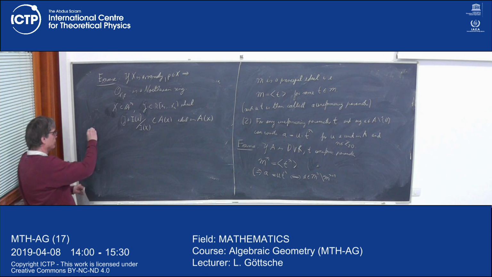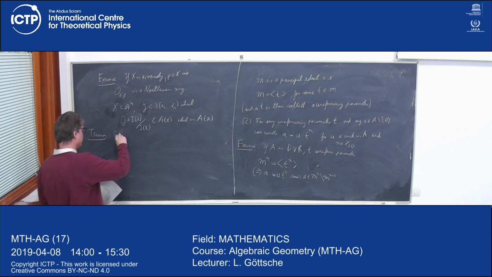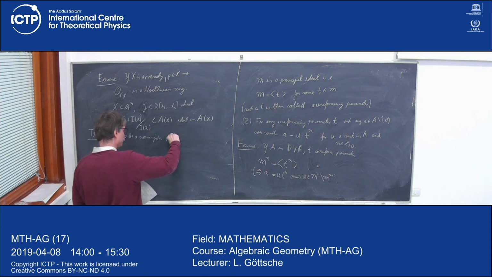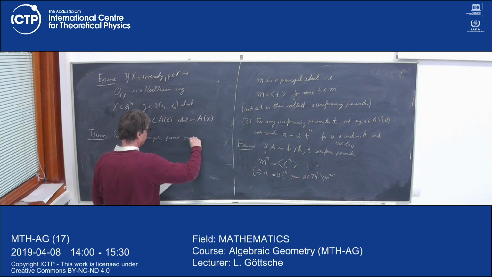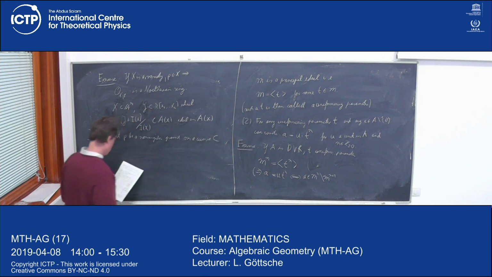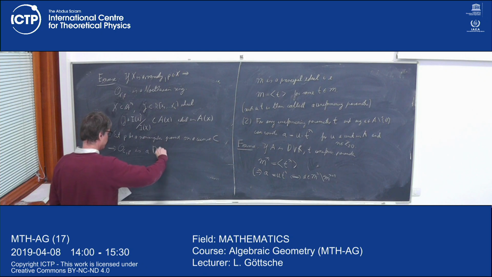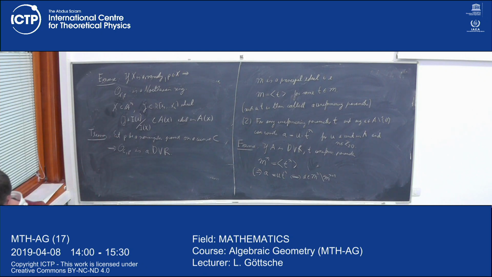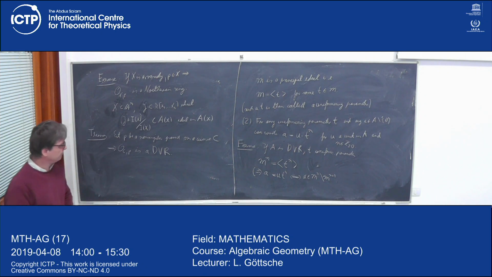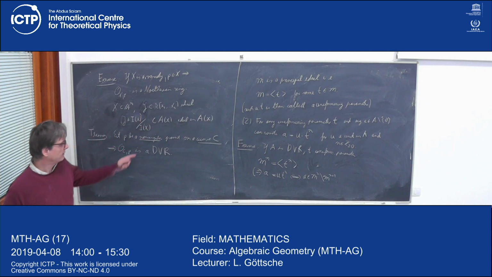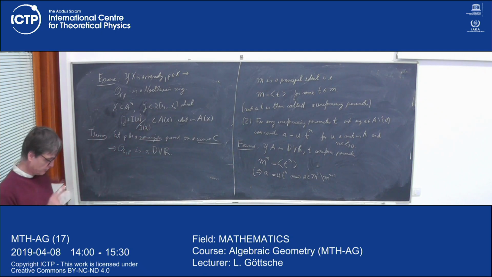So using this, I want to prove the following theorem. Let P be a non-singular point on a curve, and then the local ring is a discrete valuation ring. Obviously we have to use that it's a non-singular point on the curve. So the curve has dimension 1, and the dimension of the tangent space is also 1.